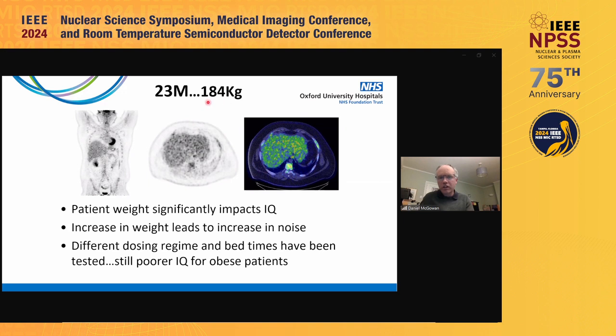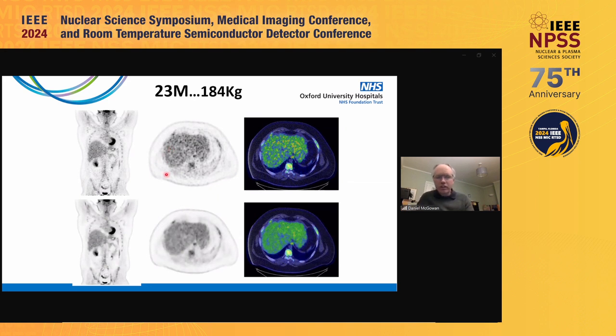This is a 184 kilogram male. So you can see the liver is very noisy. You wouldn't easily be able to detect a liver met in that. We then look at the MAP algorithm. You can see it's a much smoother liver. You're more likely to be able to spot things in that than you were before.